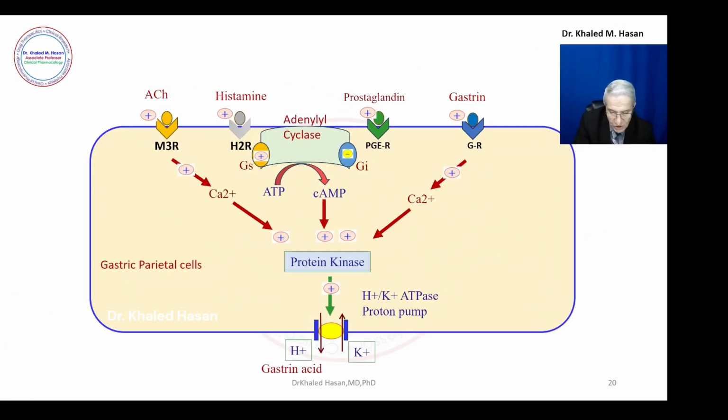Okay, so you can see here, as we discussed, we have acetylcholine, then we have histamine, then we have prostaglandin, and we have gastrin. Okay, I will start with the first one.